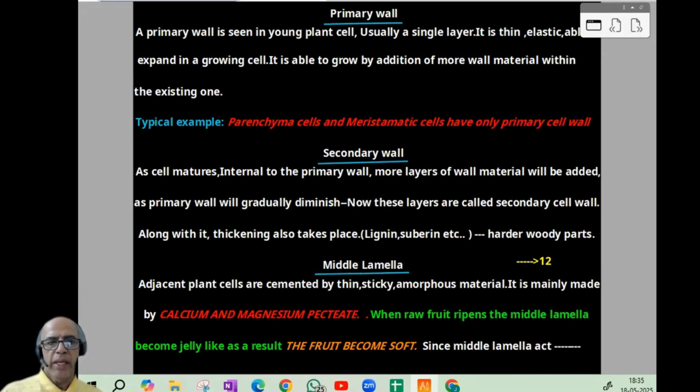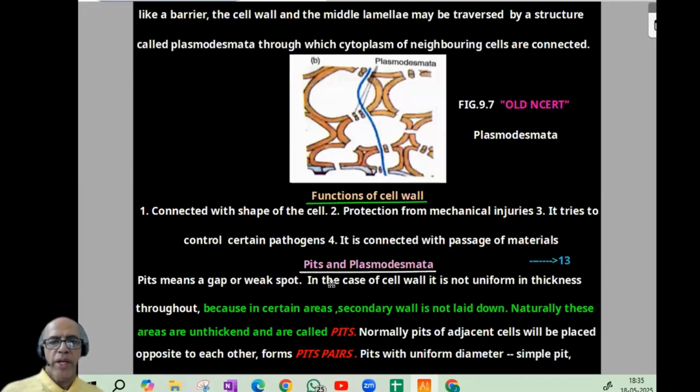Since the middle lamellae act like a barrier, the cell wall and the middle lamellae may be traversed by structures called plasmodesmata. In this figure from the old NCERT, not in the present NCERT, you can find plasmodesmata, through which the cytoplasm of neighboring cells is connected. It's a beautiful diagram. Now come the functions of the cell wall: connected with the shape of the cell, protection from mechanical injuries. It tries to control certain pathogens. It is connected with the passage of materials.